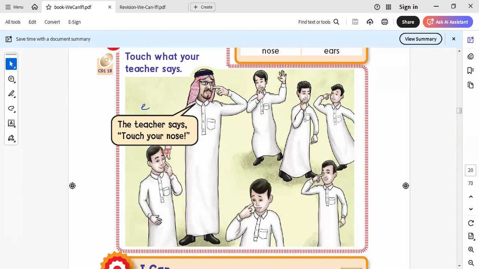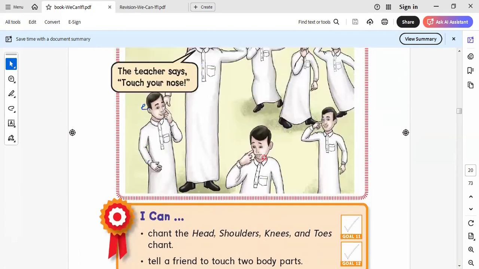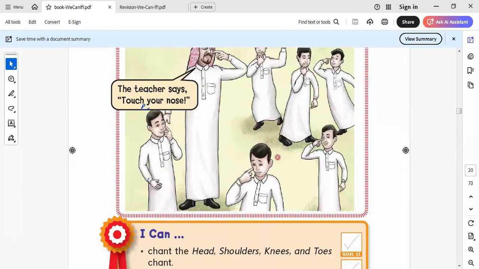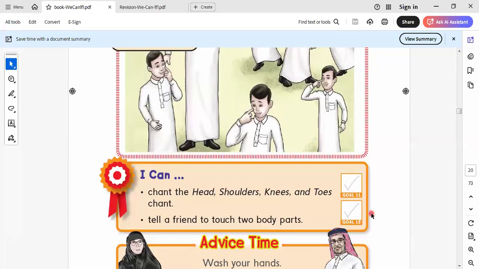The teacher says, "Touch your nose." You can say, "Touch your nose," or "Touch your head," or "Touch your mouth." All this we say when we tell someone to touch any part of the body, and you can touch it without thinking. Okay, let's go to another one here.